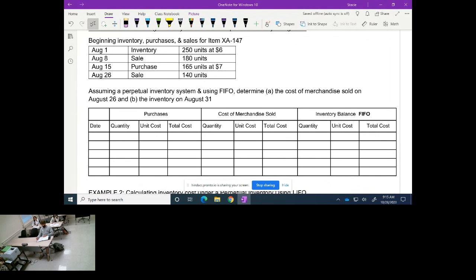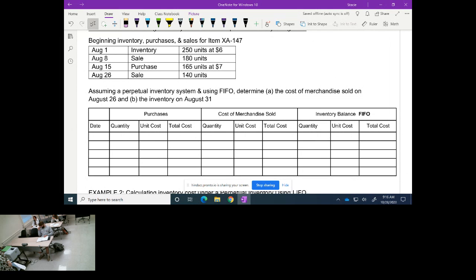All right, so again, remember this is how we're costing these units. But if you can visualize this is how you're actually pulling them out of inventory, just to make it easier to wrap your mind around. All right, so we are going to calculate inventory using the first in, first out method. So this information we are given, we've got a beginning inventory, purchases and sales for this particular item, XA 147. I don't know what it is, it could be anything.